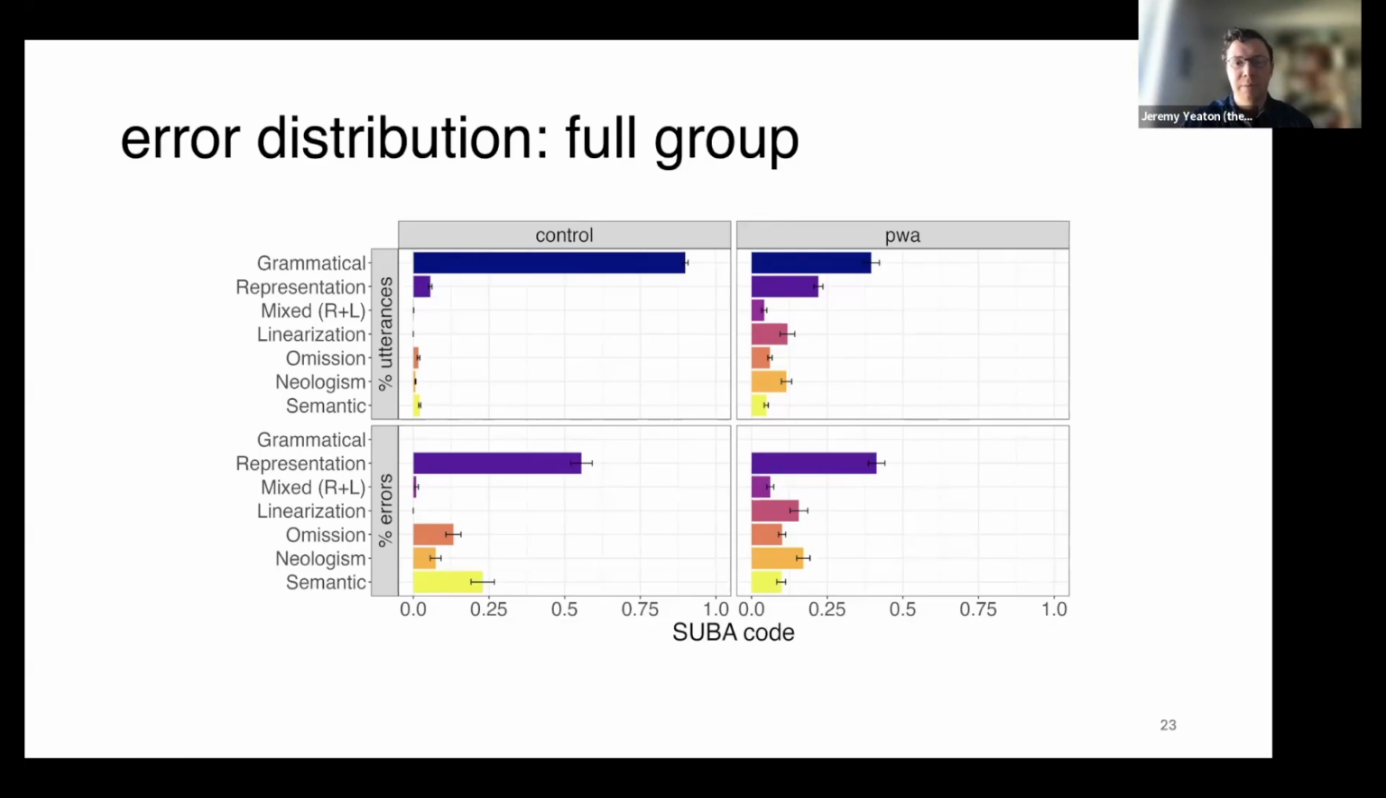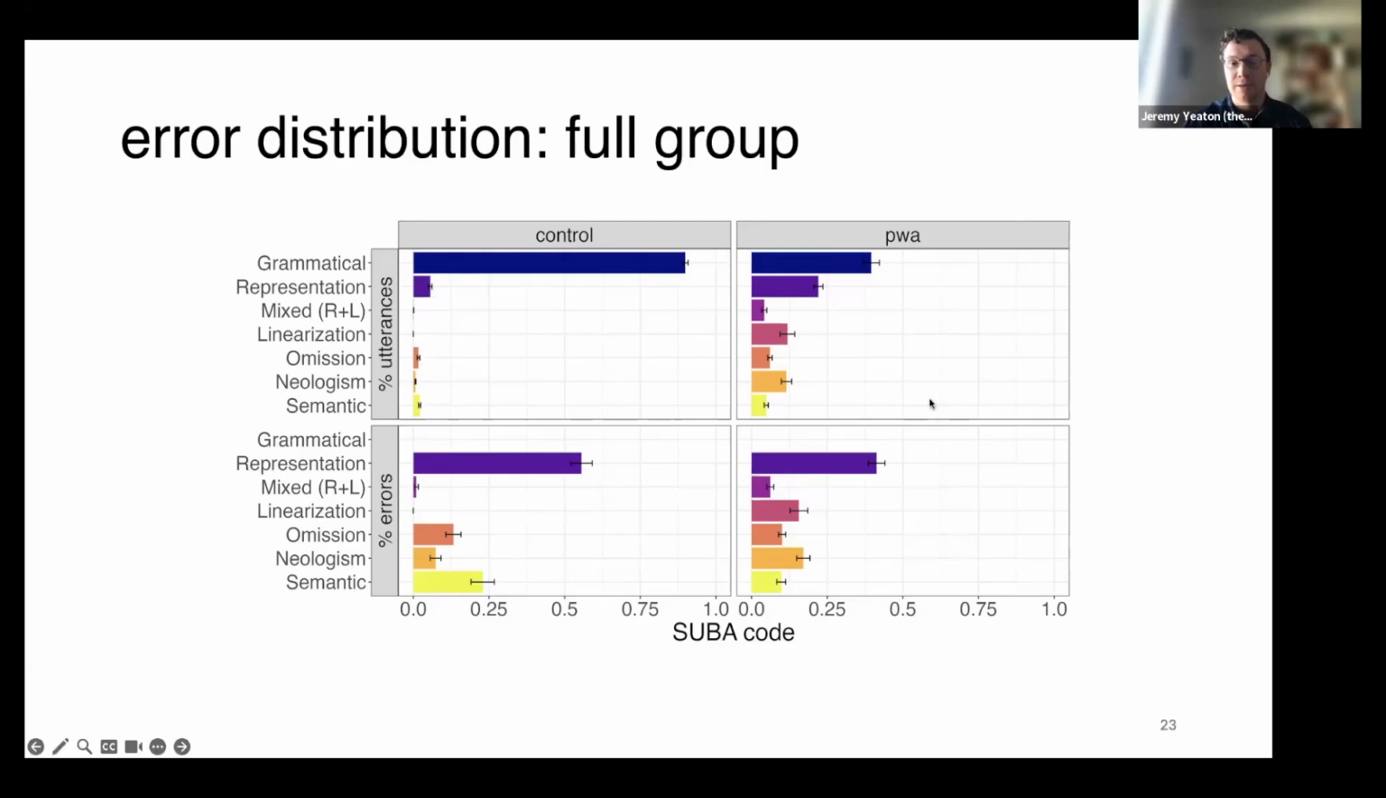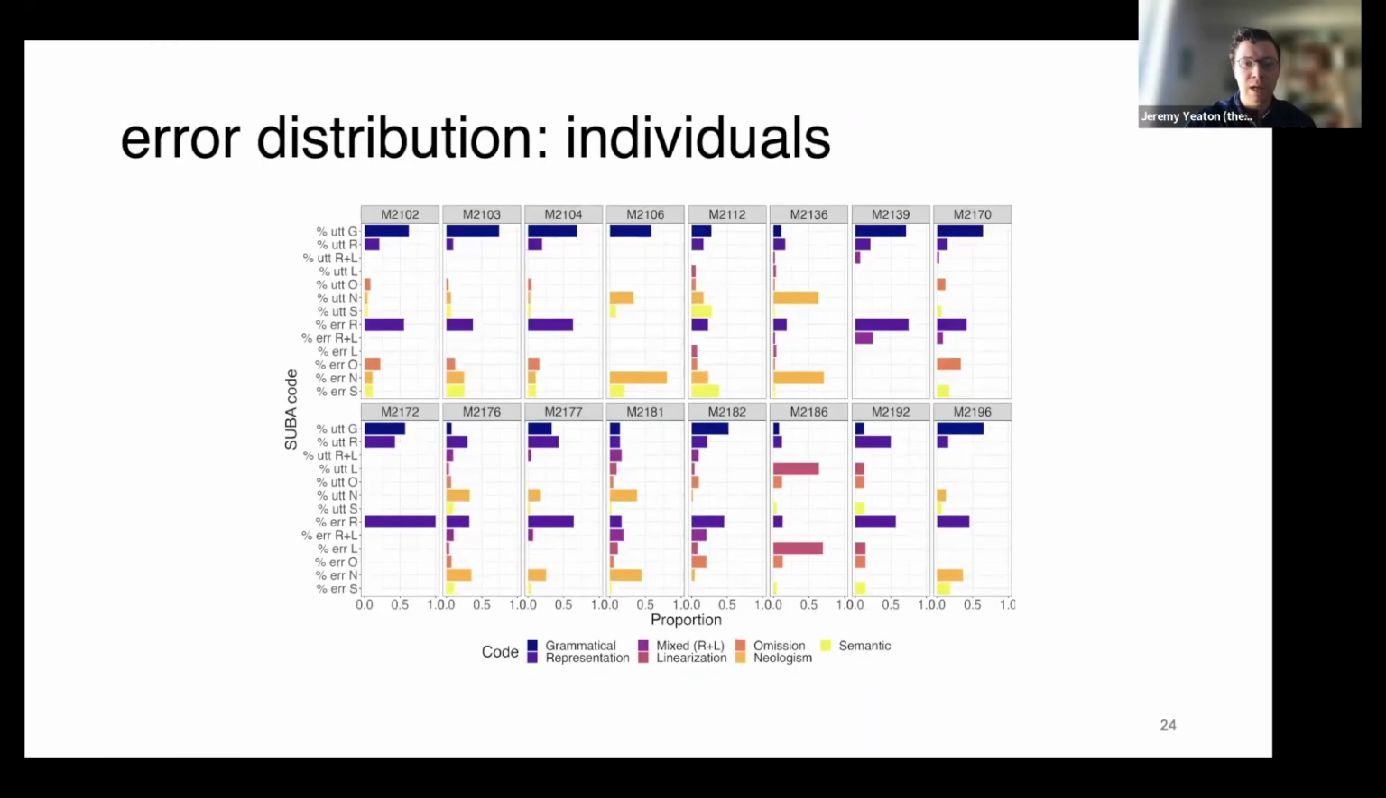But critically, people don't all have the same distribution over error types. So it is not that every single person with aphasia looks like this. They don't all have exactly this amount of each of the different types of errors. So I'm not going to go through all the frames of this particular figure. I just picked some random participants. But we see that this one in particular is producing grammatical utterances, but then also some mixed and omission errors. This one is producing mostly grammatical utterances, but then all of the errors that they're making are at the representation level.